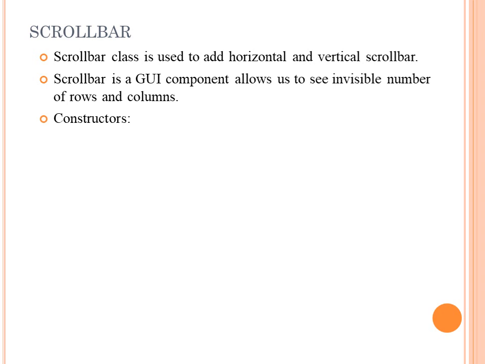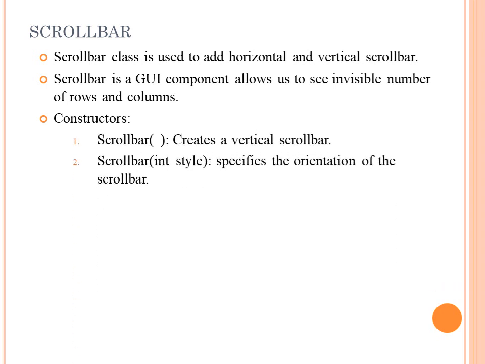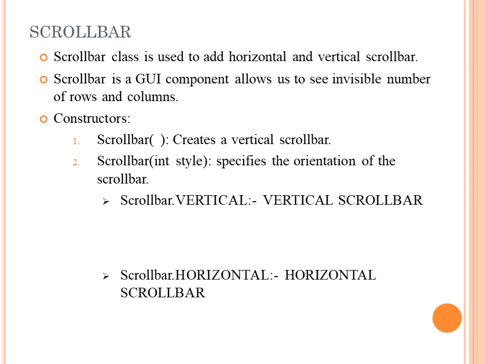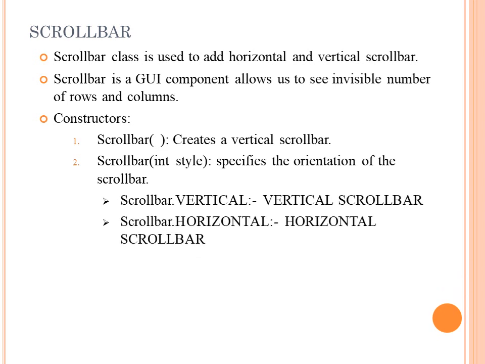Now let us see what are the constructors that are used for scroll bars. First one is ScrollBar, which creates a vertical scroll bar. If you write an empty constructor, it will create a vertical scroll bar. Second one is ScrollBar int style, where you can specify the orientation of your scroll bar. First one is ScrollBar.VERTICAL. You can see VERTICAL is written in all capital letters, so you will be able to create a vertical scroll bar. Second one is ScrollBar.HORIZONTAL, so you will be able to create a horizontal scroll bar.